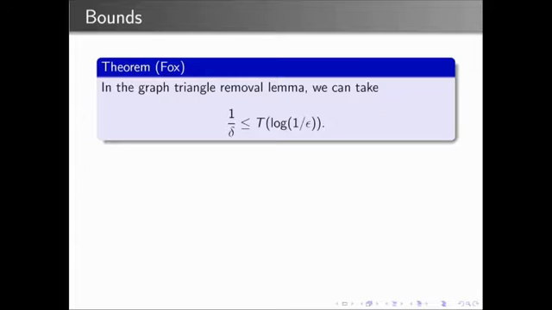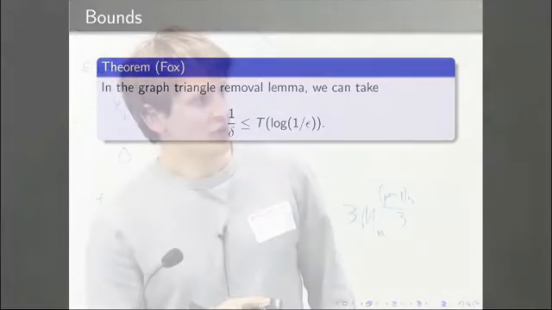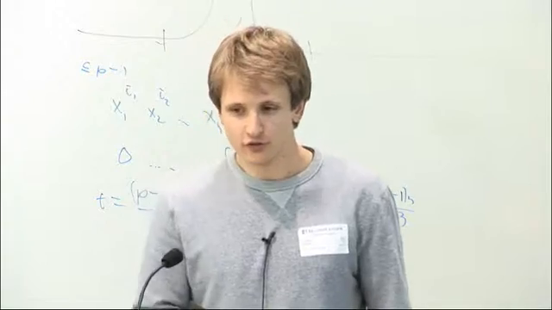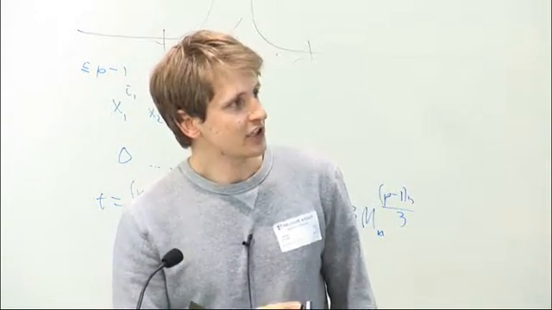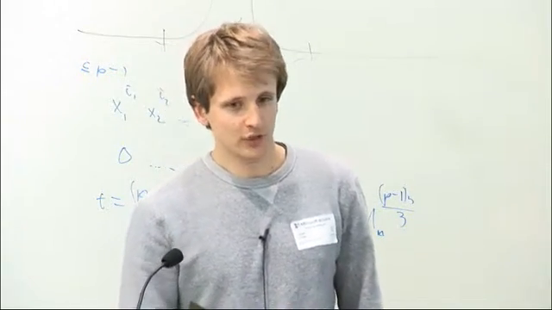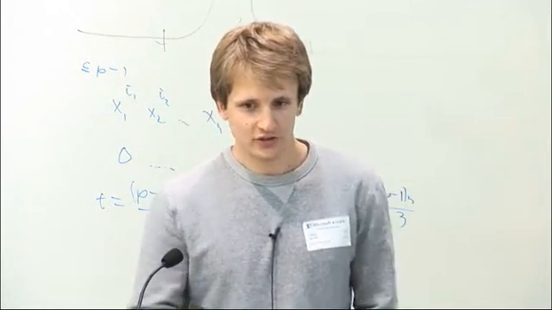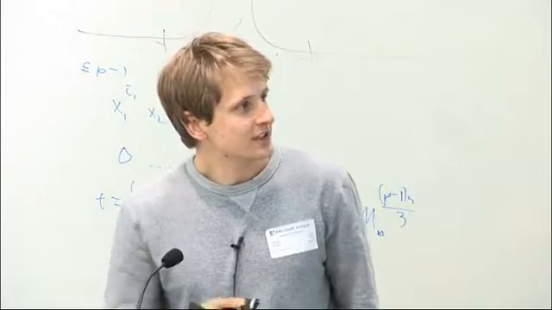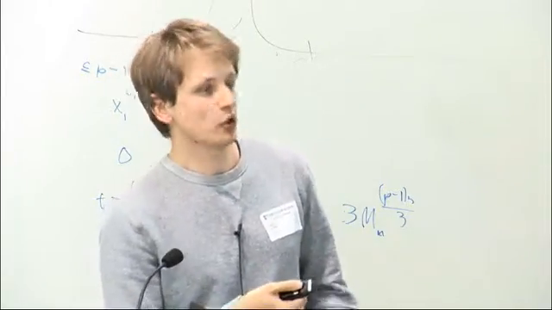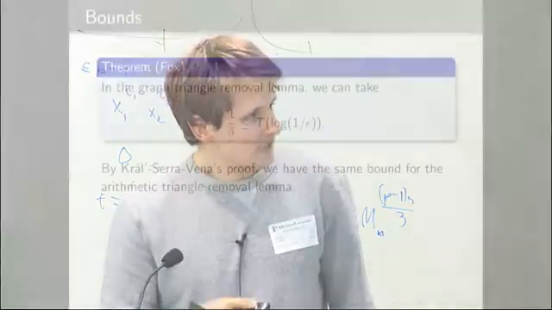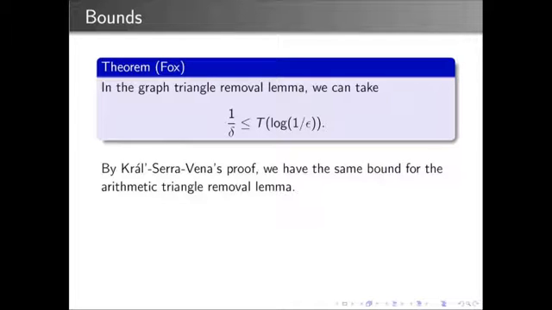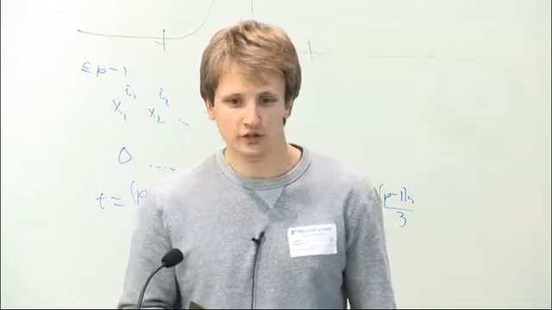Now, Jacob Fox improved the bounds in the graph triangle removal lemma. Instead of t of a polynomial in 1 over epsilon, we have t of log 1 over epsilon. That's, in some sense, a huge improvement. Of course, it's still enormous. And so using Kral, Serra, and Vena's proof, we have the same kind of bound for the arithmetic triangle removal lemma.